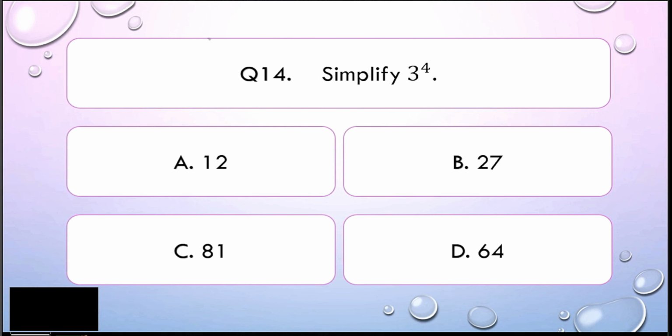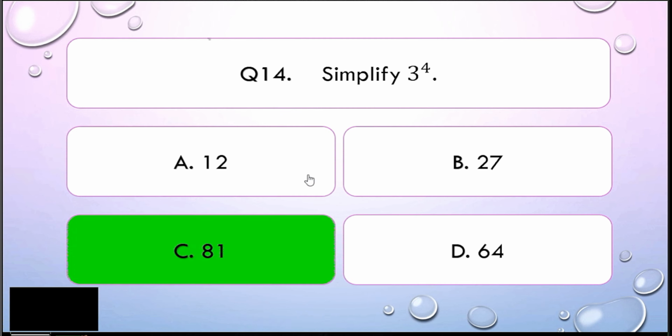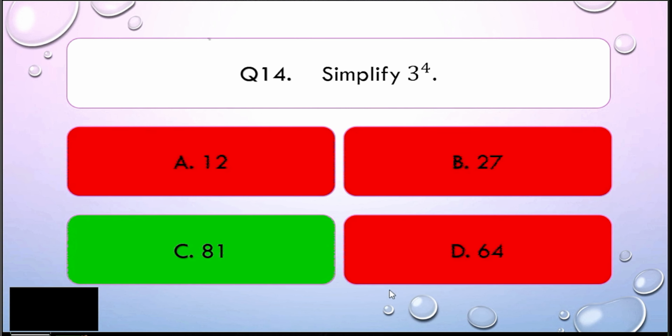Alright, math learners, in solving this kind of question, what we need to do is very simple. We just multiply 3 to itself 4 times. So that means 3 times 3 times 3 times 3. How do we do that? 3 times 3, the answer is 9. 9 times 3, the answer is 27. And 27 times 3, the answer is 81. So therefore, the correct answer for this given question is letter C. Easy, right? Very easy, my dear math learners. So now let us go to question number 15.